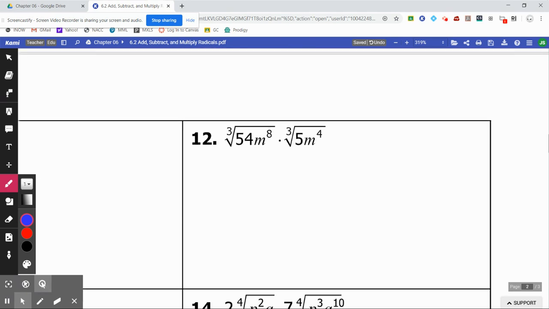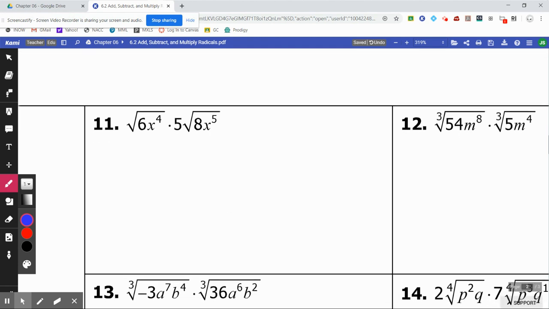Okay, number 11. Multiply your coefficients, which is 1 times 5 is 5. And then you multiply your radicals. 6 times 8 is 48. X to the, count them, there are 9. And then let's simplify. You can bring down the 5 if you'd like, or you can just come over to the side and split the root 48x to the 9th.